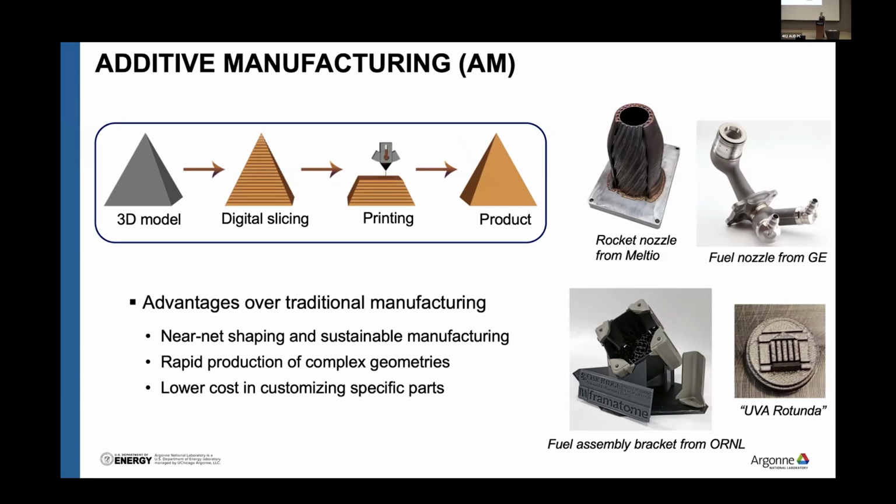Because of this novel manufacturing strategy, additive manufacturing has gained great attention in many sectors, and it has many advantages against traditional manufacturing methods. For example, it is a near-net shaping tool, so it can contribute to the sustainable manufacturing requirement for our current society, and it can also help to rapidly customize specific parts or reduce the cost of customizing specific parts. That can greatly benefit some critical industries that are facing limited supply chain challenges.